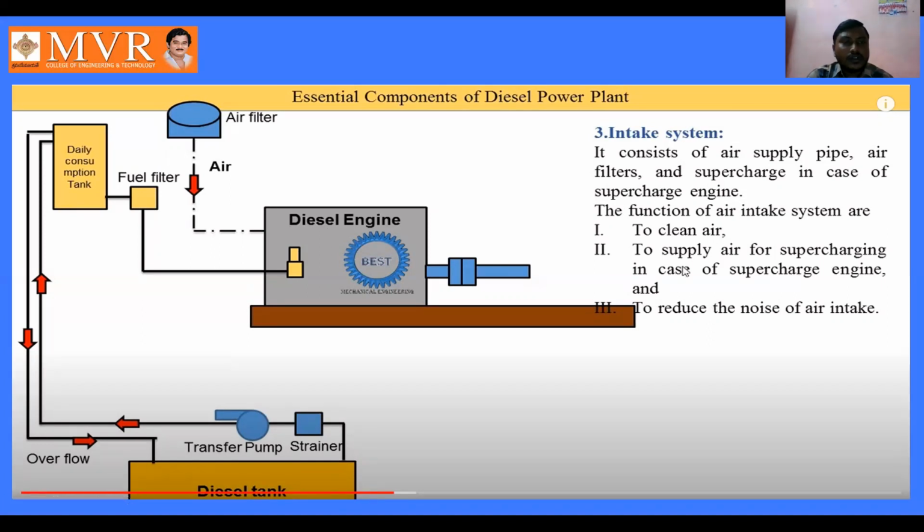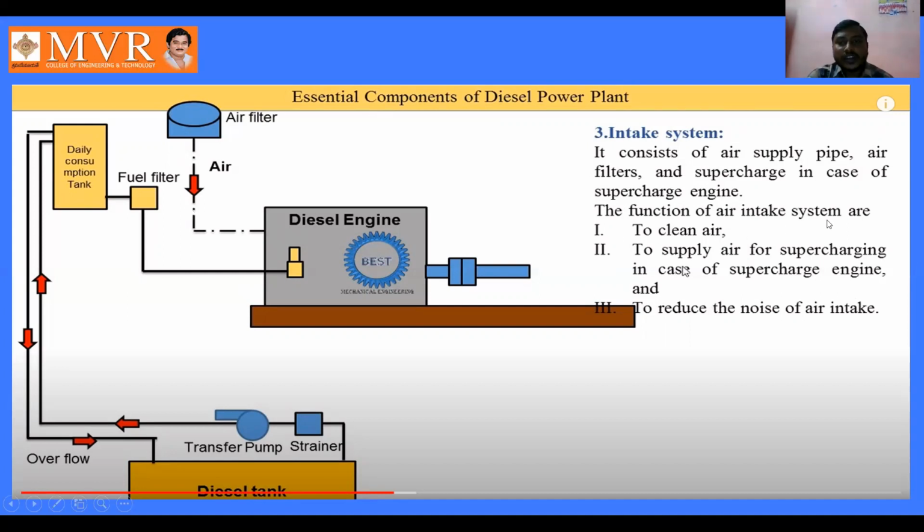For this, we are using the air filter. After we take the air from the atmosphere and filter it, the air is supplied into the diesel engine. It consists of an air supply pipe, and the air filter, which filters the air and removes the dust particles, and a supercharger in the case of a supercharged engine, where the air can be supercharged if required.